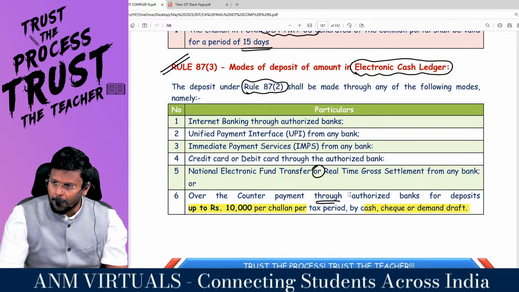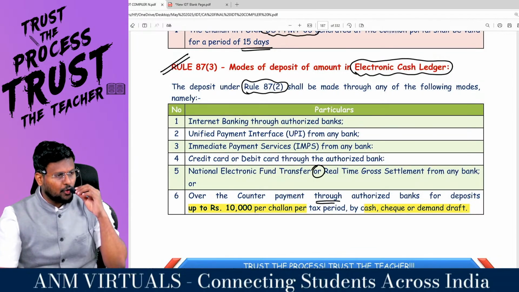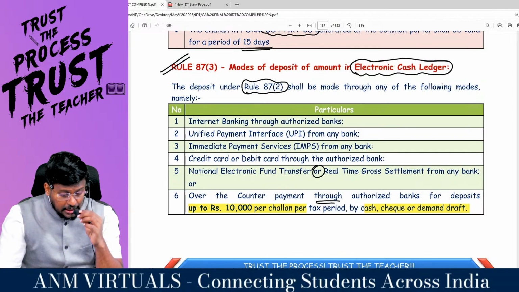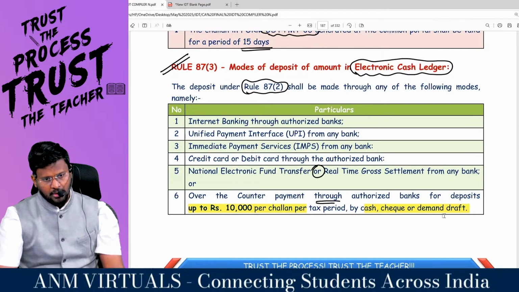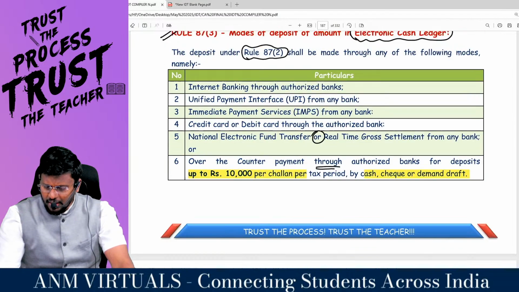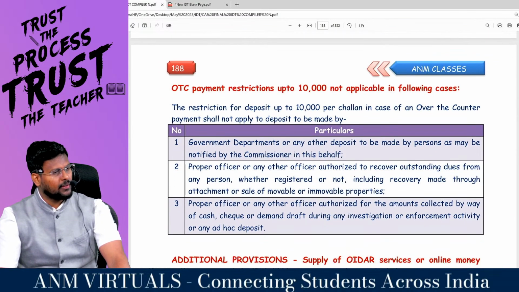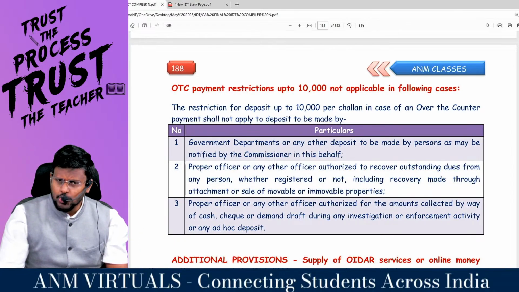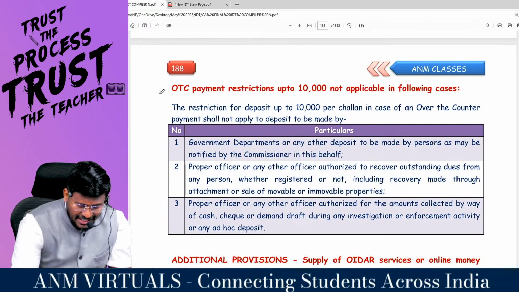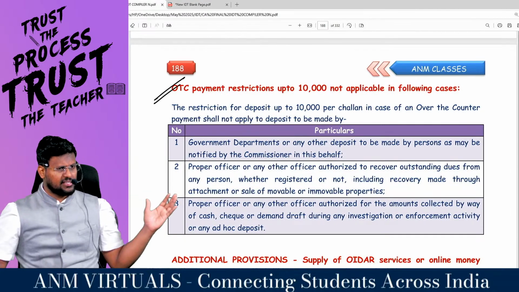They have prescribed that you can make payment through internet banking, UPI, IMPS, credit card, debit card, NEFT or RTGS, and over the counter payment through the authorized bank for deposit up to how many rupees? 10,000 per challan per tax period. Are you really with me? So maximum in a particular tax period, how many rupees cash payment is allowed? 10,000. But practically it will not be applicable in every case.